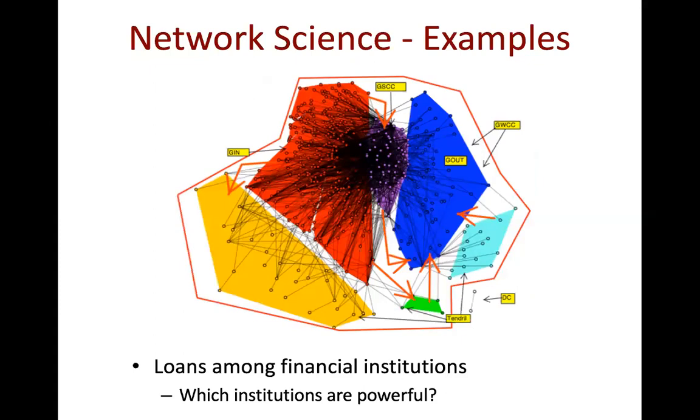This is a network of loans among financial institutions. You can see which institutions are powerful. For example, you can see which loans get delivered to others and which institutions are not powerful. Of course, the more loans get delivered, the more that basically defines trust and power in the particular case.